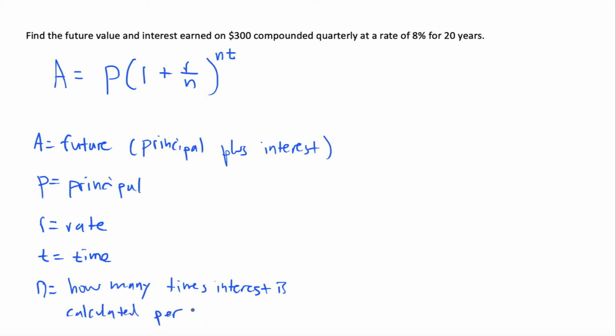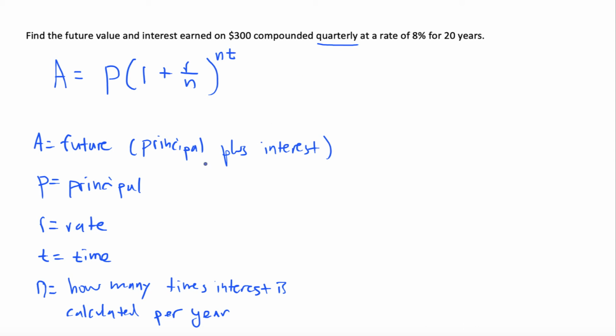So if it's monthly, then n would be 12. If it's daily or weekly, quarterly, biannually, that depends on the wording of the question. What does it say in this case? The interest is compounded quarterly. So that means n in this case is going to equal 4.